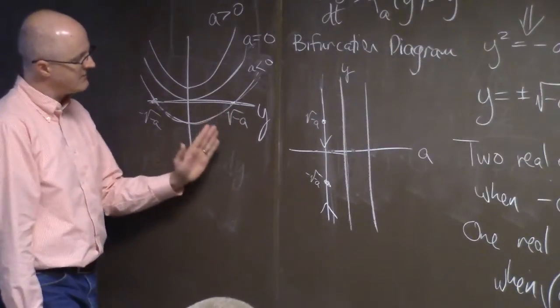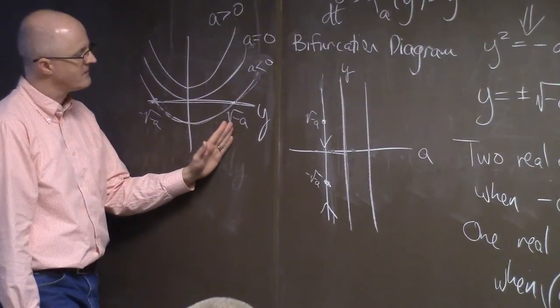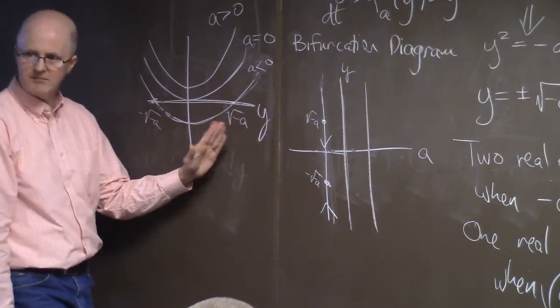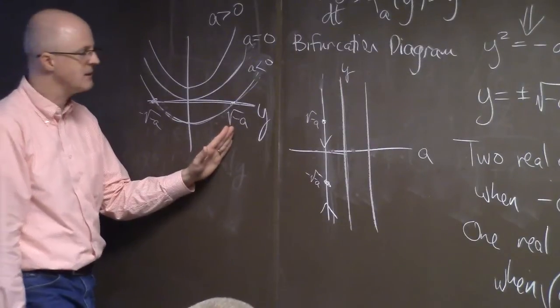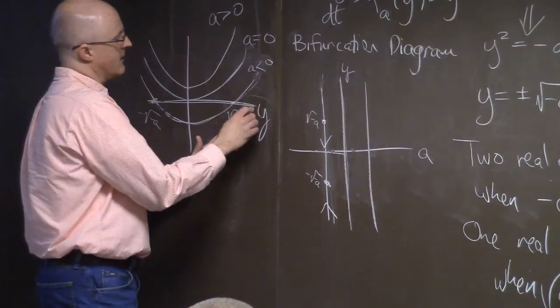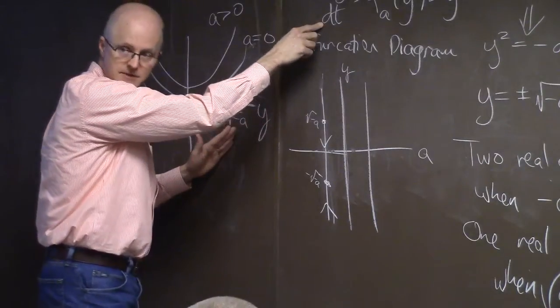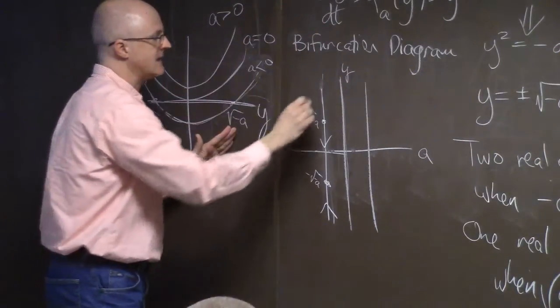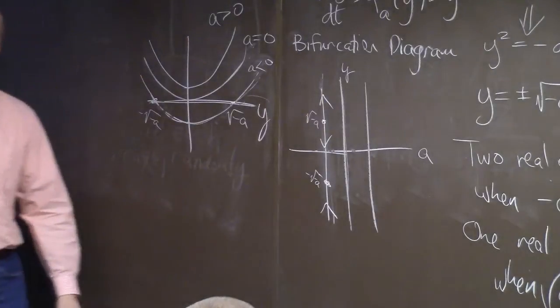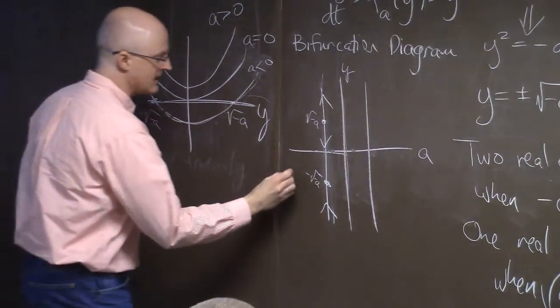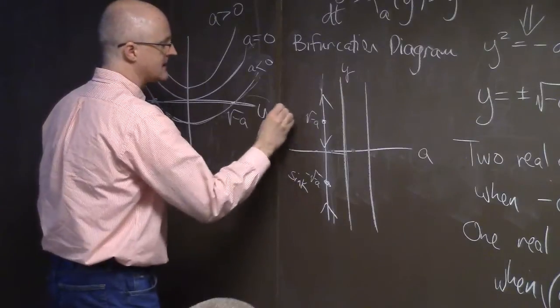Over here to the right of square root of negative A, which is a positive number, don't let that confuse you. Over here, the output of the function is positive, so the slopes of solutions are positive, they're increasing, the arrow's got to go up. So this one here is a sink, this is a source.